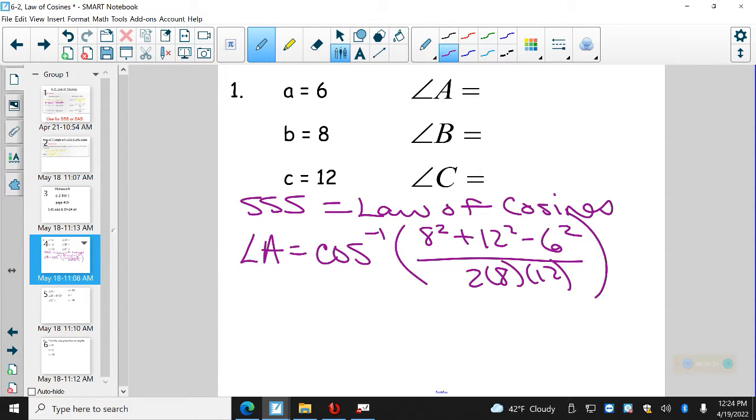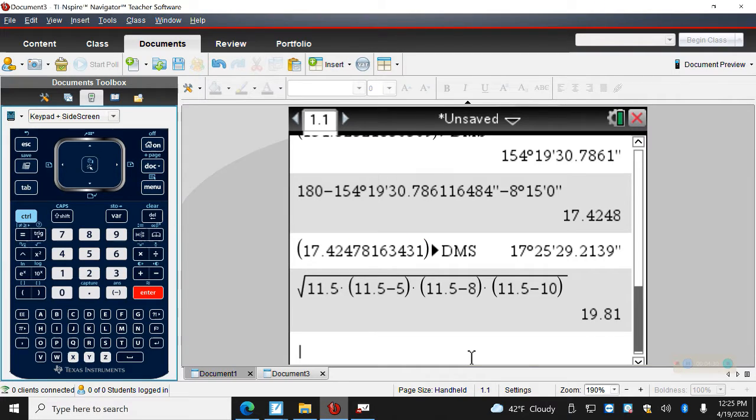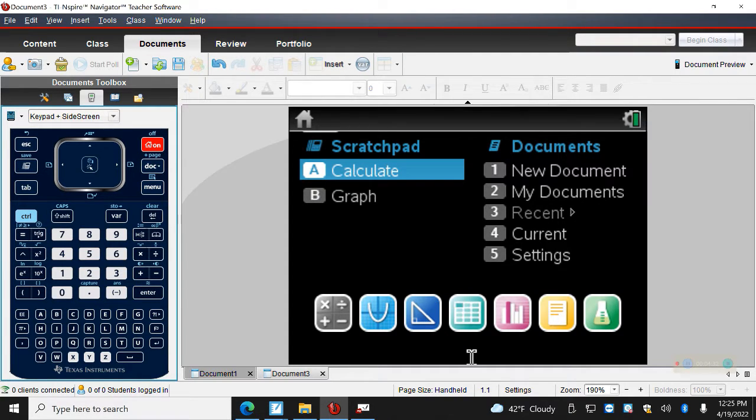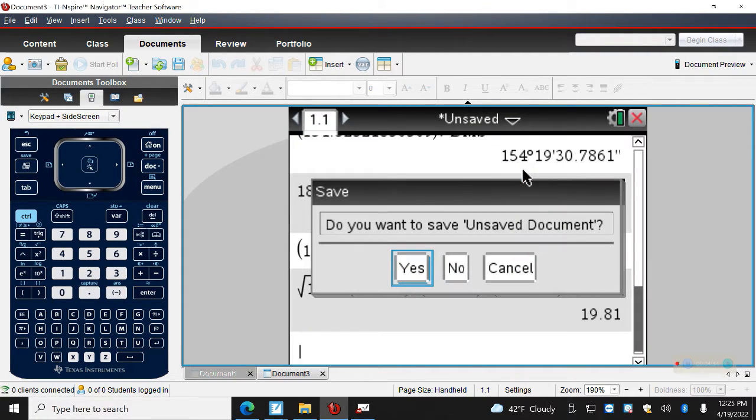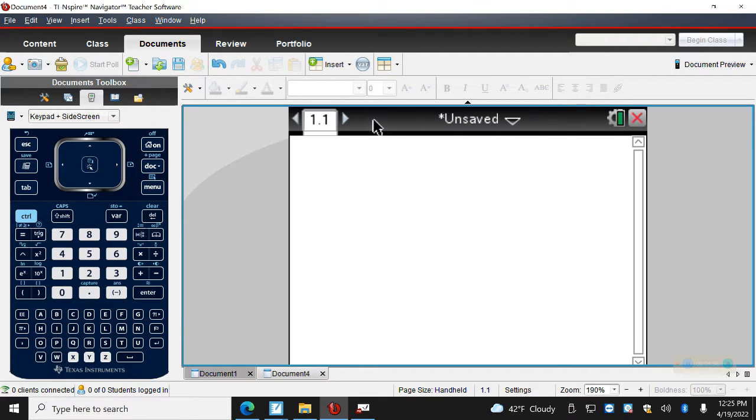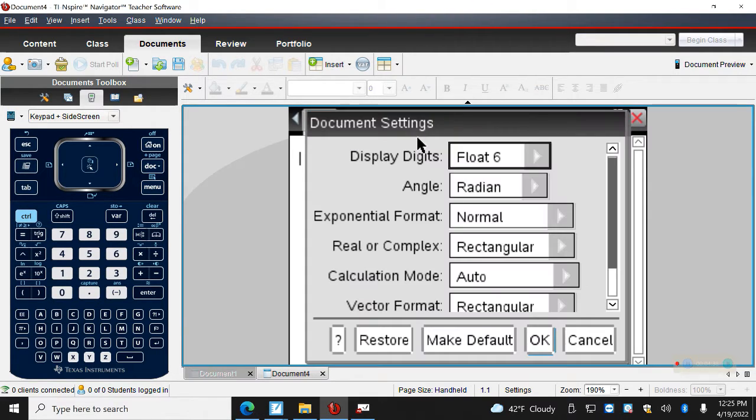Okay? Now, I'm going to be really honest with you. I find the calculator to be the easiest in this situation rather than using Desmos. I truly feel the calculator is easiest. So I'm going to use the calculator. So if I come over here, I want a new document. No, I do not want to save the other document. I want a calculator page, and I want it to be in degree mode.